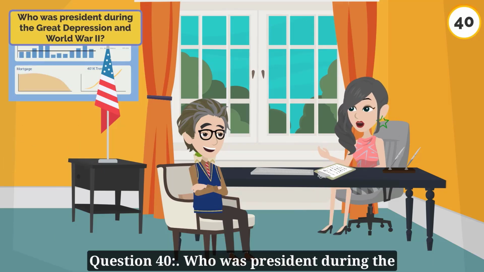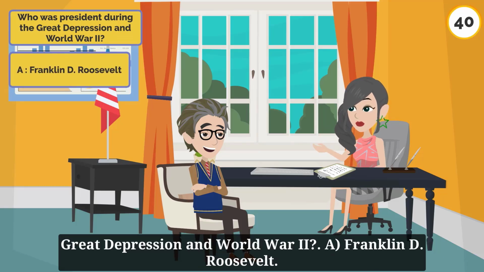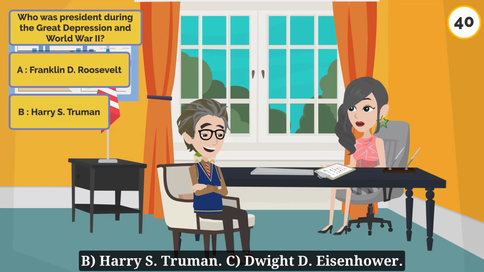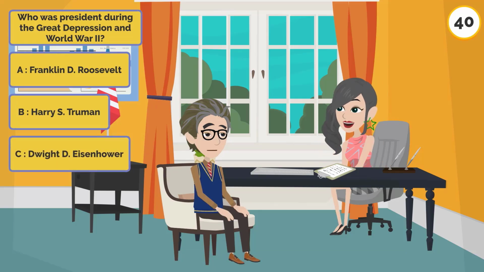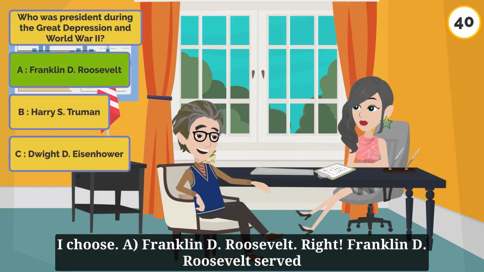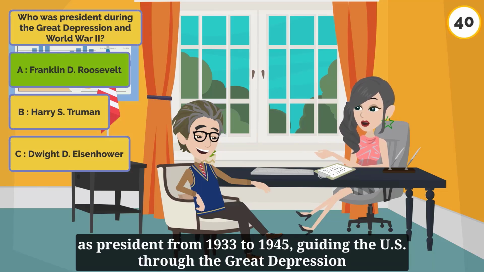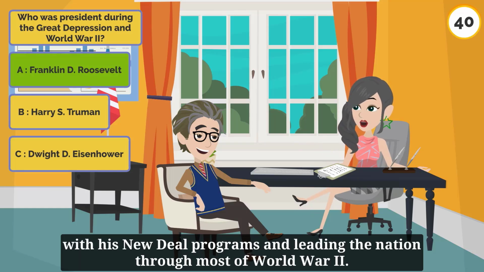Question 40. Who was president during the Great Depression and World War II? A. Franklin D. Roosevelt. B. Harry S. Truman. C. Dwight D. Eisenhower. I choose A. Franklin D. Roosevelt. Right. Franklin D. Roosevelt served as president from 1933 to 1945, guiding the U.S. through the Great Depression with his New Deal programs and leading the nation through most of World War II.